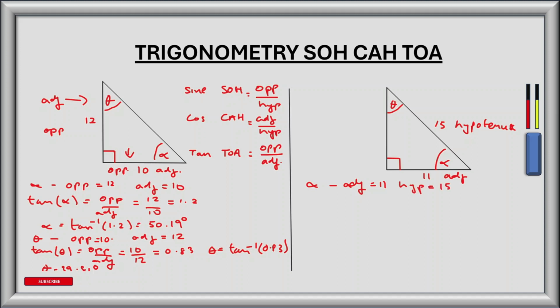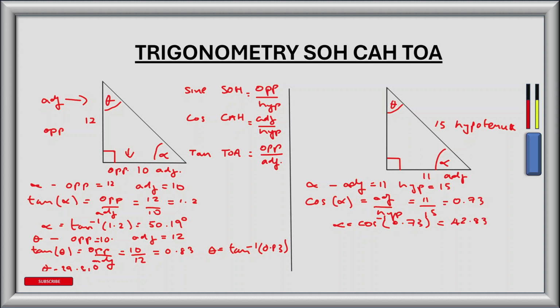So using our memory aid, adjacent and hypotenuse relates to the cosine of an angle. The cosine of alpha is equal to the adjacent side divided by the hypotenuse. The adjacent side is 11, hypotenuse is 15. 11 divided by 15 is 0.73. So we have an equation where the cosine of the angle alpha is equal to 0.73. So alpha is equal to the inverse cosine, cos minus 1, of 0.73. Again, if we get our calculators out, the inverse cosine of 0.73 is 42.83.